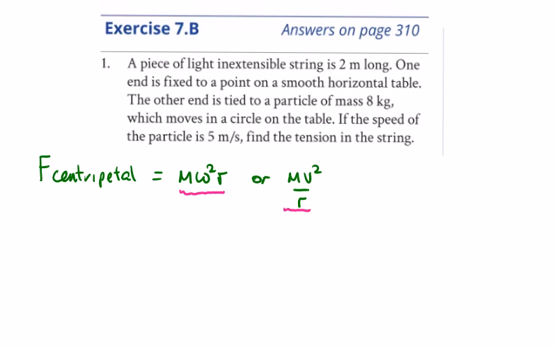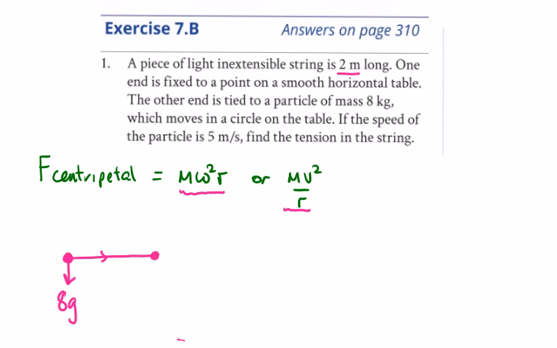First, we have a piece of light inextensible string, 2 meters long. One end is fixed to a point on a smooth horizontal table. Let's have it here. And the other end is tied to a mass of 8 kilograms. So let's have the 8 kilogram mass on the left here. So we have 8g going down. We know the centripetal force going towards the center is given by the two formulas above.